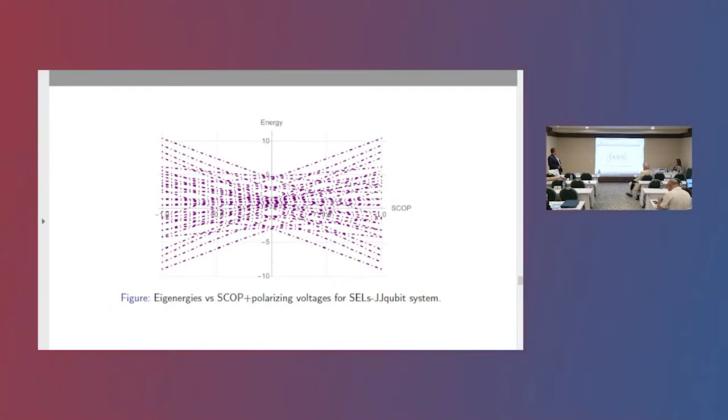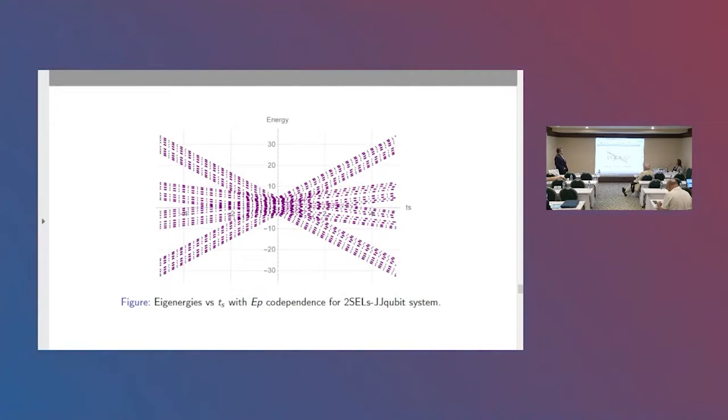Yeah. So then, of course, you can play with our parameters, like the hopping term in two single electron lines, to study the eigenenergy spectra. So also you see by electrostatic tuning, only by changing the TS parameter, you can exchange ground and excited energy, which is a good feature.